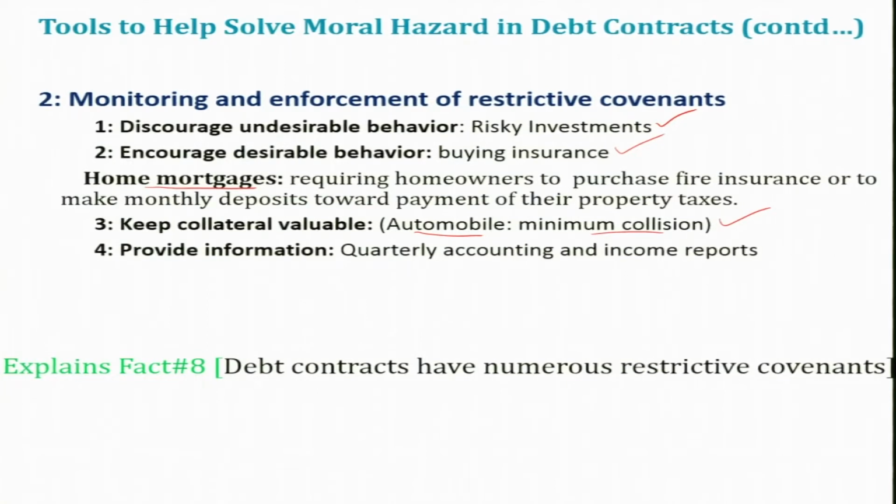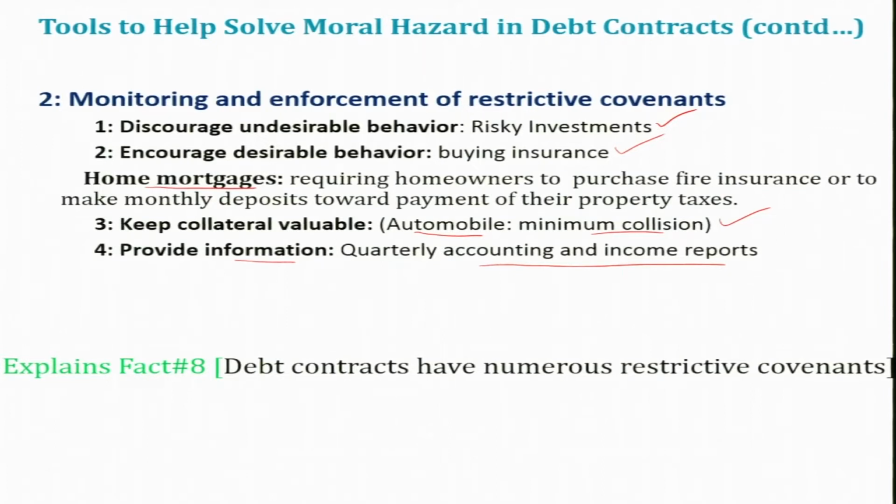Another thing is to provide information, that means quarterly accounting and income reports. It also requires a borrowing firm to provide information about its activities periodically in the form of quarterly accounting and income reports, thereby making it easier for the lender to monitor the activities of the borrowing firm. The overall objective of all these things is to reduce the moral hazard problem.